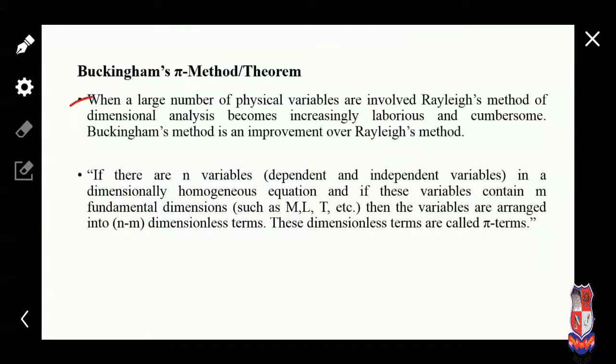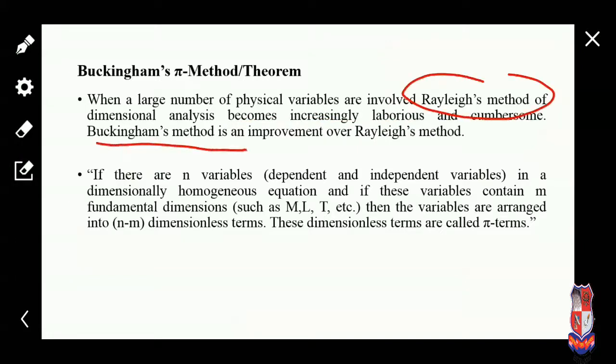First of all, Buckingham Pi theorem, a method of dimensional analysis. With the help of this theorem, we can develop the equation for n number of dependent variables, which is not possible in Rayleigh's method of dimensional analysis, because if the number of variables is large, then that method is more laborious and difficult. So this problem of Rayleigh's method is overcome by Buckingham's Pi theorem or method.